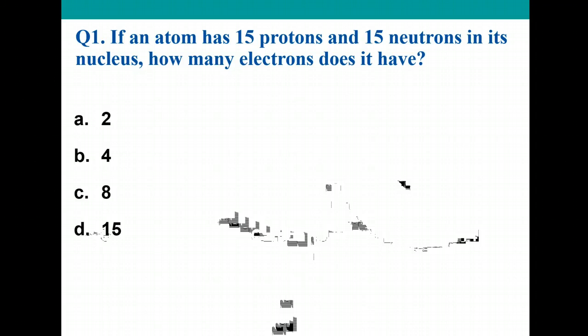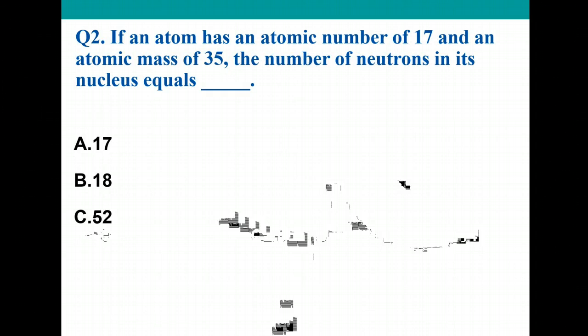Next question. Question 2. If an atom has an atomic number of 17 and an atomic mass of 35, the number of neutrons in its nucleus equals. Choose the correct answer and write it down. Remember, you only need the letter for the correct answer for Blackboard's lecture quiz.